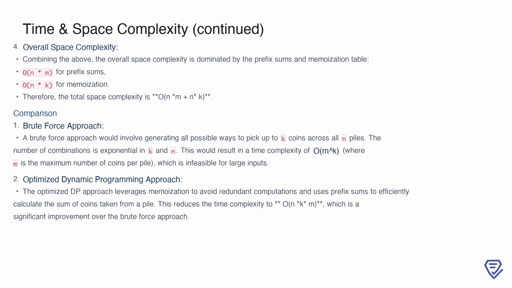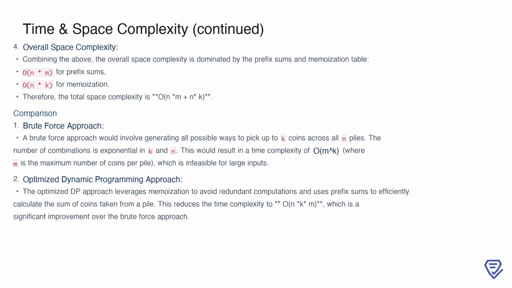To summarize the overall space complexity, the largest contributors are the prefix sums and the memoization table. The prefix sums require n*m space, while the memoization table contributes n*k. Adding these together gives a total space complexity of n*m plus n*k.